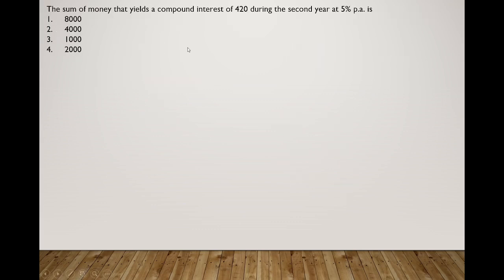So the next question: the sum of money that yields a compound interest of 420 during the second year, meaning the compound interest for the second year is 420, at 5% per annum. So 5% means 1 by 20. So this is our principal.